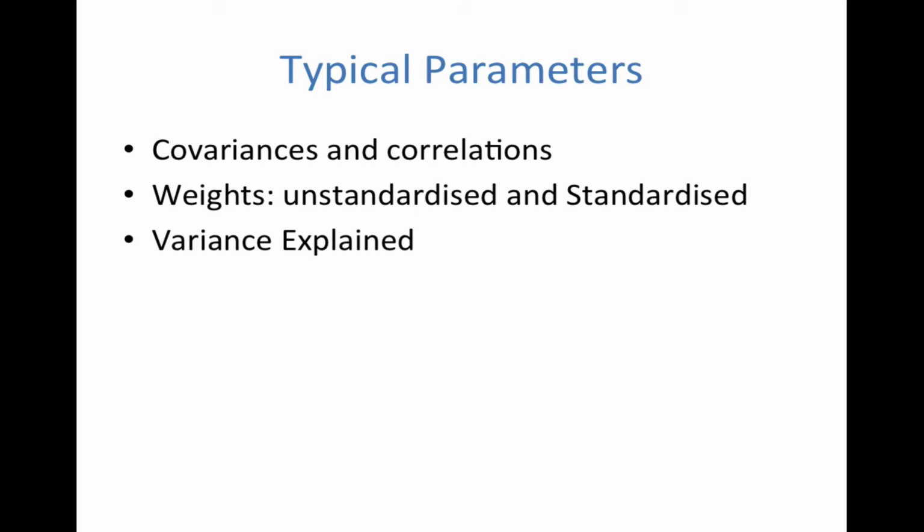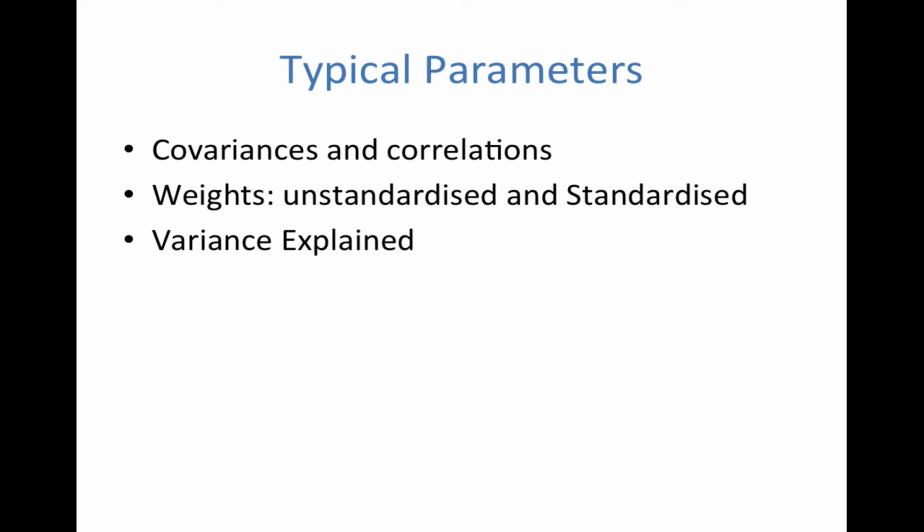So what are parameters that you might be interpreting in such a model? Well, we've seen you can get correlations and covariances. So how do two latent factors correlate? How do the big five correlate, for example?